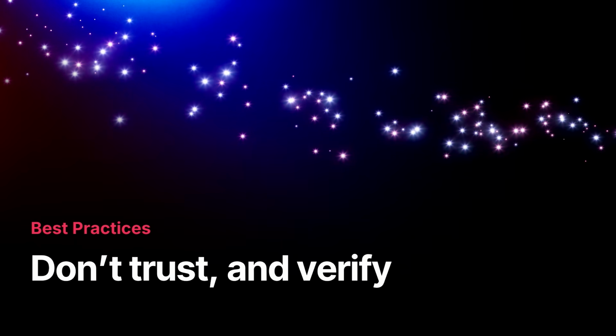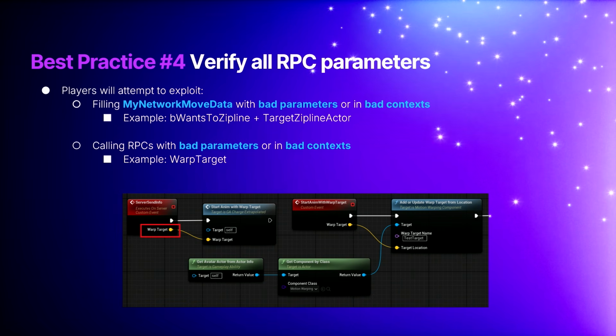Let's talk about security. Now, whenever you add parameters to a network move data, or whenever you introduce an RPC, you have to validate those parameters and whether that RPC is called in the right context. Because cheaters will try to exploit this. They will try to lie about that network move data or call those RPCs with wrong values. So in the previous example where I let the client send a point to the server, you can imagine cheaters will try to exploit that by just sending a point that's halfway across the map. And if the server just motion warps to it, so interpolates towards that, you can use that very easily to cheat.